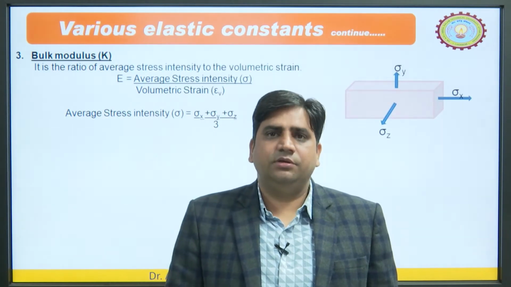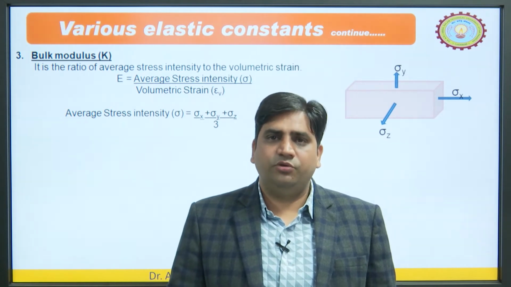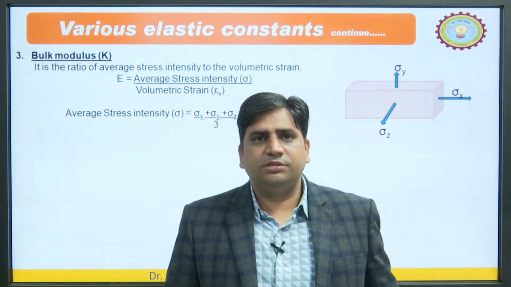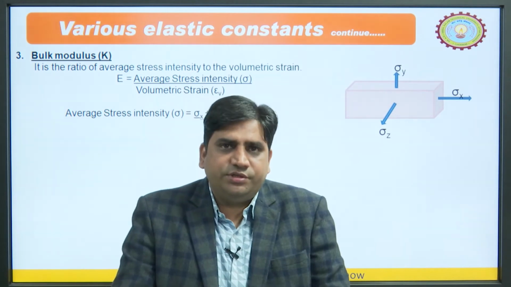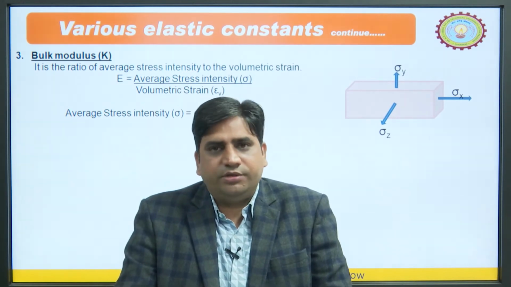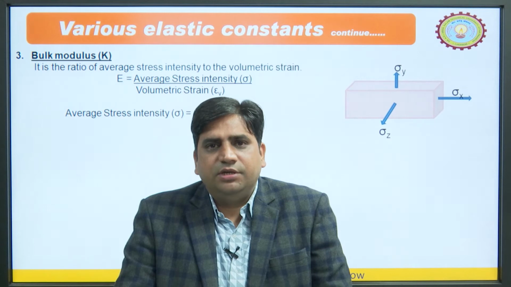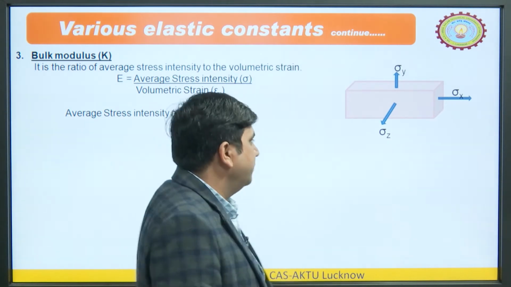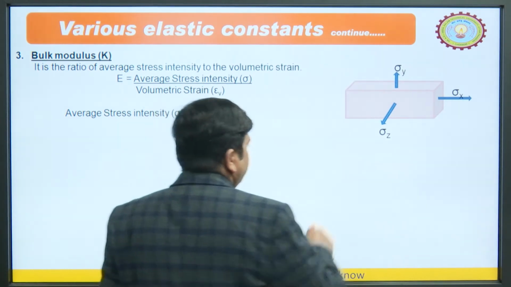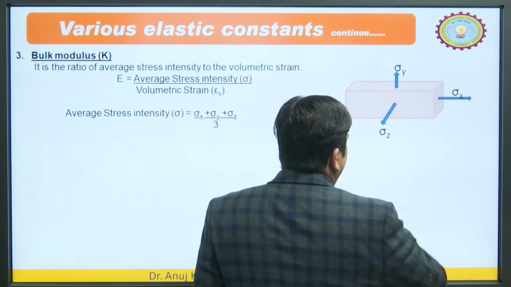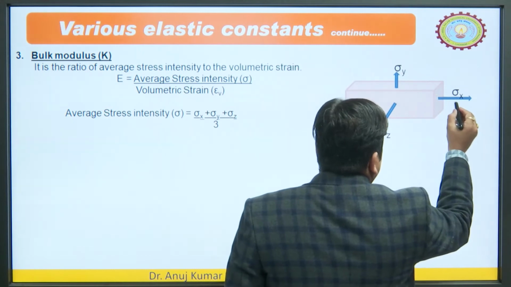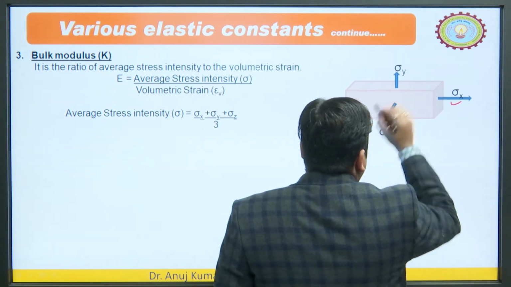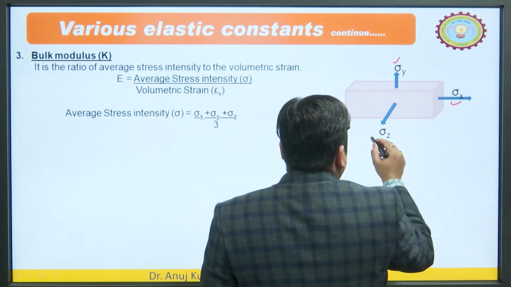Now, the next property is bulk modulus. Bulk modulus is the ratio of average stress intensity to the volumetric strain, but the only difference is that now we are talking about the complete volume. Let us say we have 3 stresses induced on this object in 3 different mutually perpendicular directions: sigma x in the x direction, sigma y in the y direction, and sigma z in the z direction.